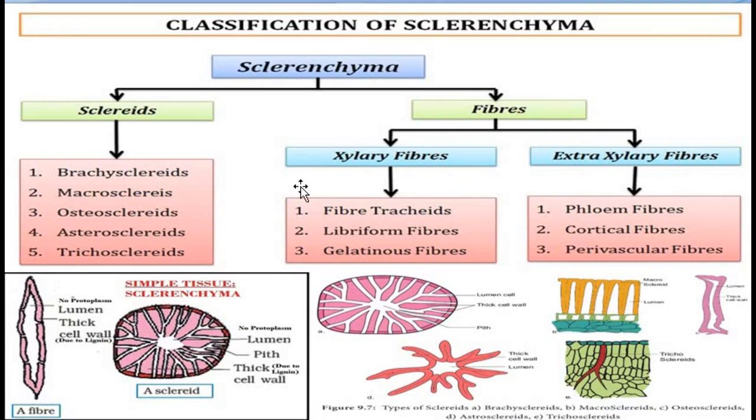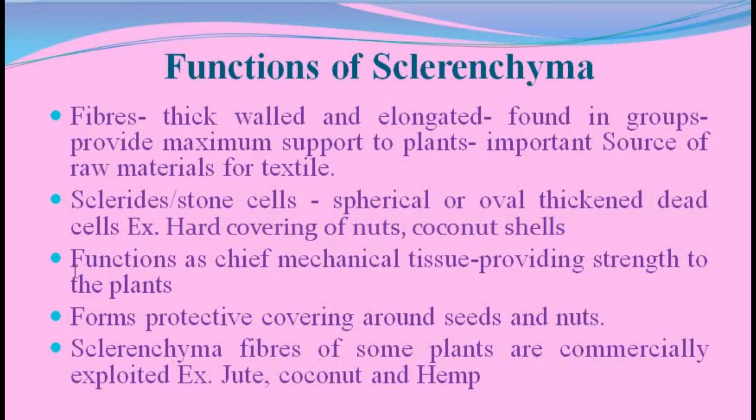The fibers are again classified into two types, xylary fibers and extraxylary fibers. If the fibers are associated with the xylem elements, that is called the xylary fibers, and if it is associated with the phloem element, then it is called the extraxylary fibers. Coming to the functions of sclerenchyma, fibers which are thick-walled and elongated are usually found in groups or bundles, which provide maximum support to the plants.